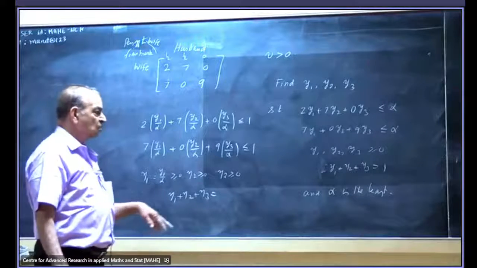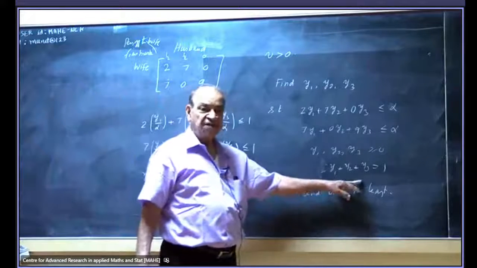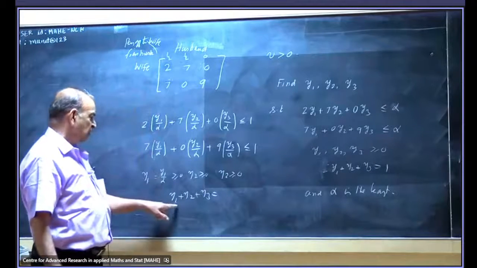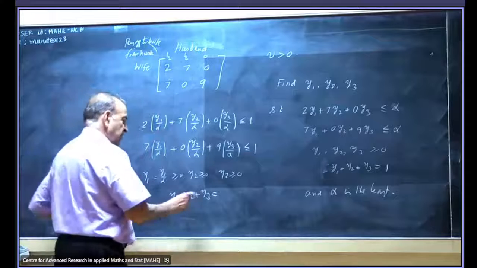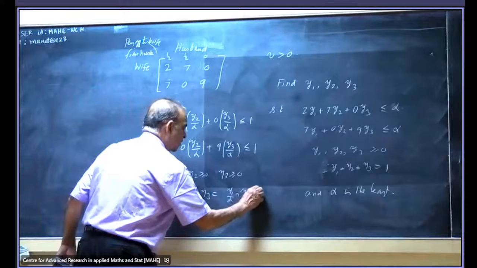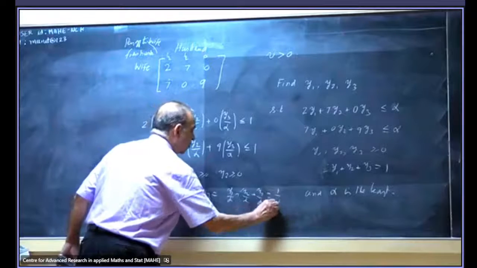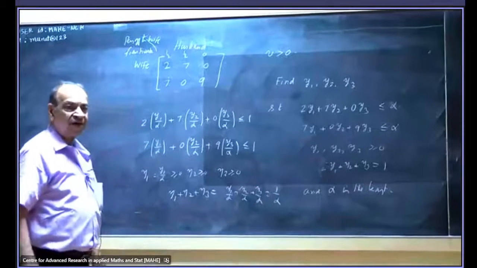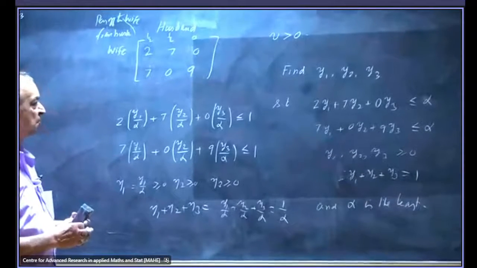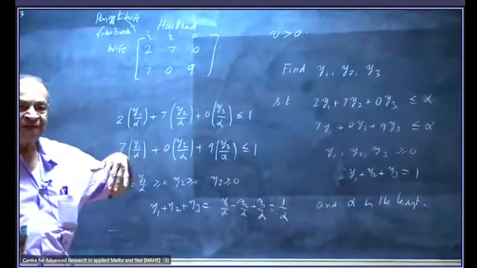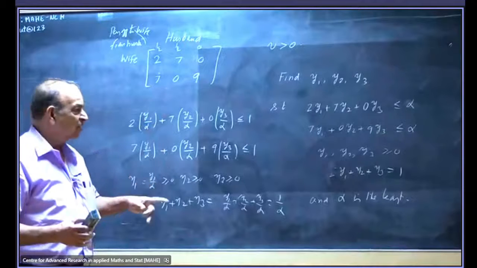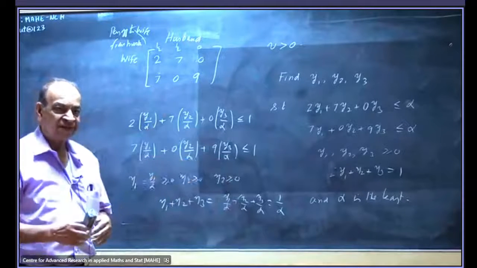We are assuming y1 plus y2 plus y3 is 1. So this one is y1 plus y2; theta 1 plus theta 2 plus theta 3 is y1 over alpha plus y2 over alpha plus y3 over alpha, which is equal to 1 over alpha. So my problem is reduced to, I have somehow completely eliminated one variable b and replaced it with simply the number 1 on the right side.